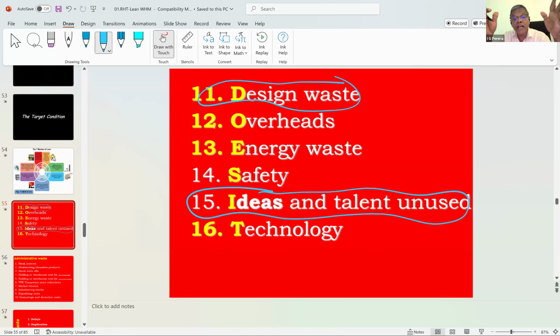Everybody has good ideas and talents but not utilized. Ideas and talents not used, unutilized. Technology is implemented but not utilized. Some of your organizations may have implemented SAP kind of systems.